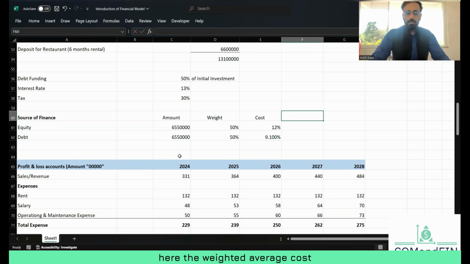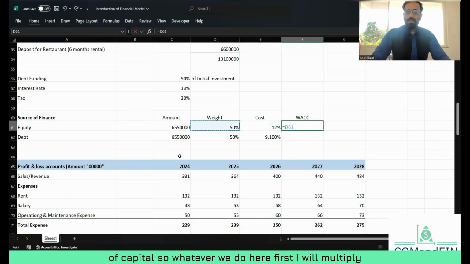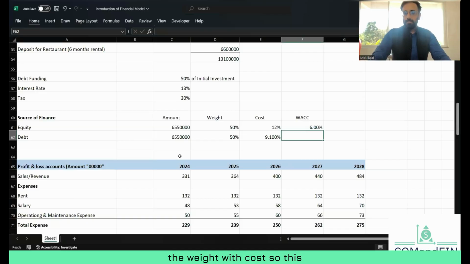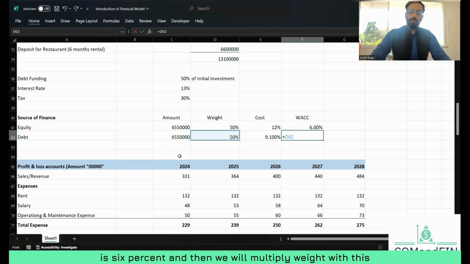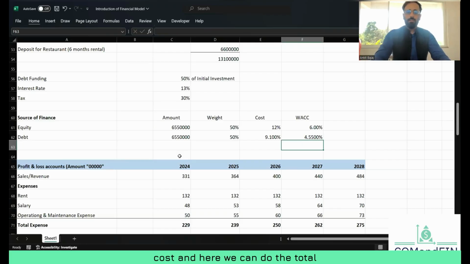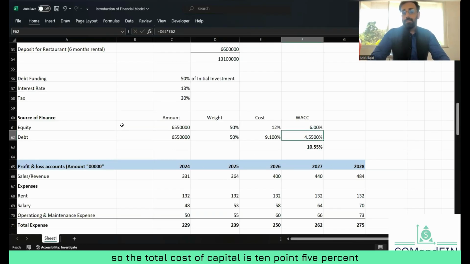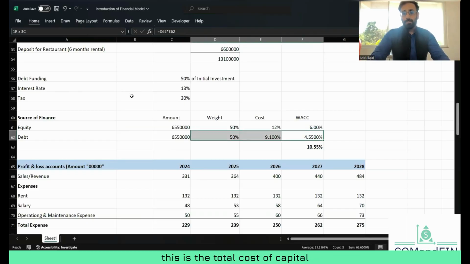So if I want to calculate the weighted average cost of capital, first I will multiply the weight with the cost. So this is 6%, and then we will multiply the weight with this cost. And here we can do the total. So the total cost of capital is 10.5%. This is the total cost of capital here.